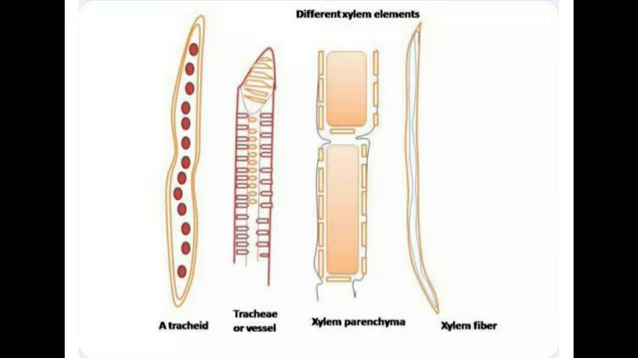Here we can see the different xylem elements such as tracheids, trachea or vessel, xylem parenchyma, and xylem fiber. In this video, we have seen about xylem, a complex permanent tissue in plant anatomy.